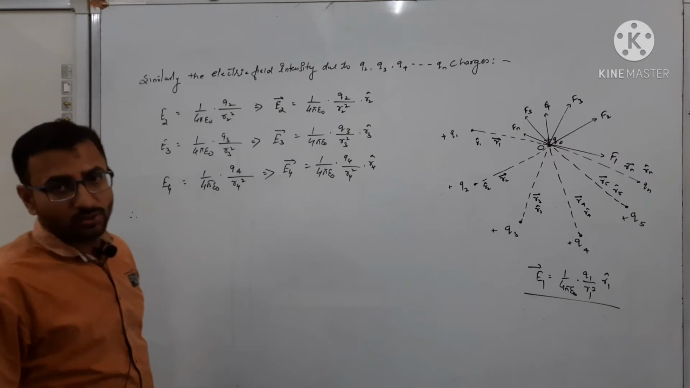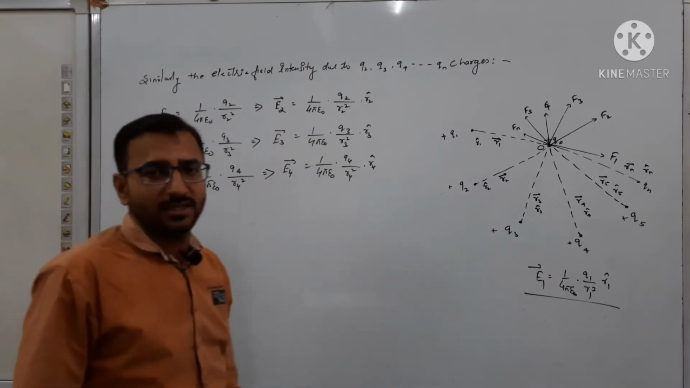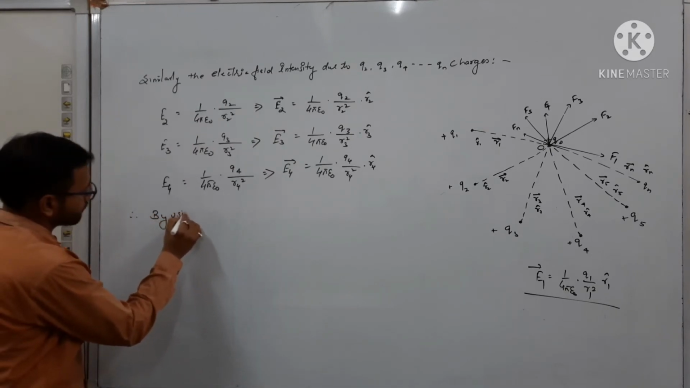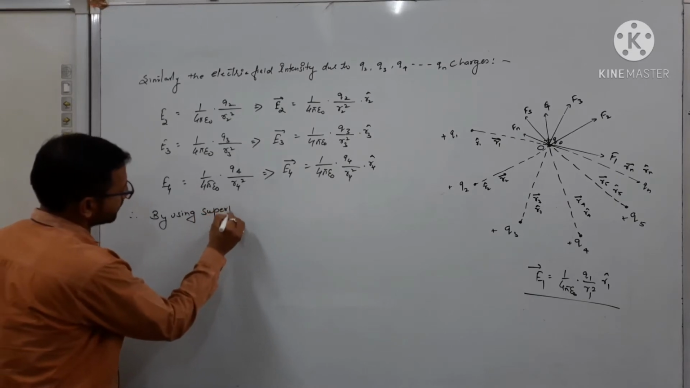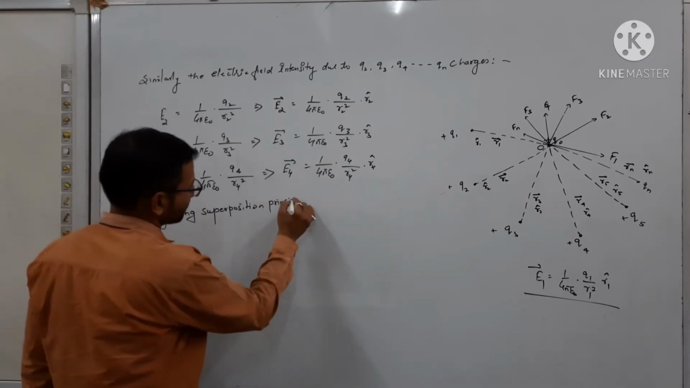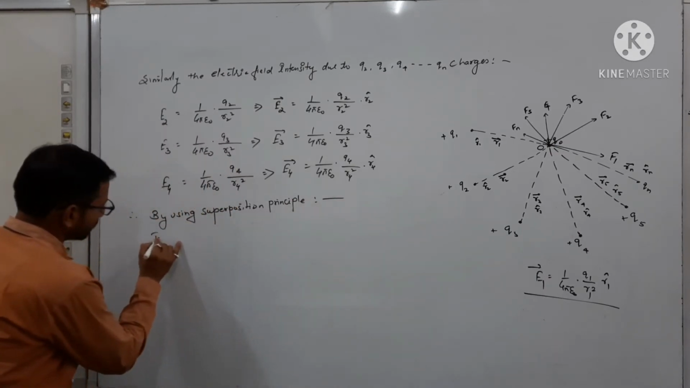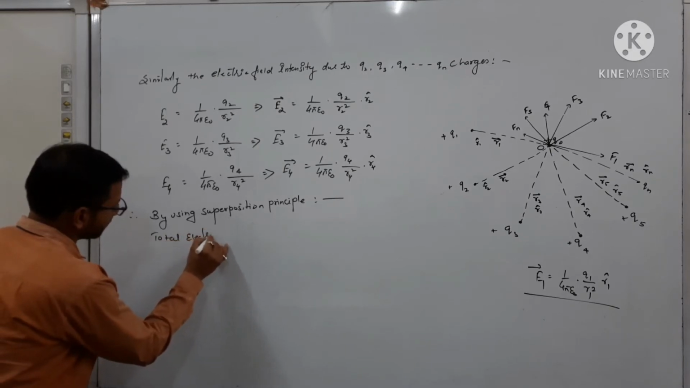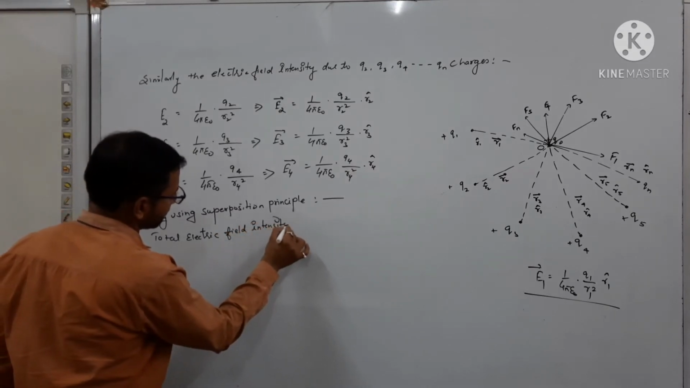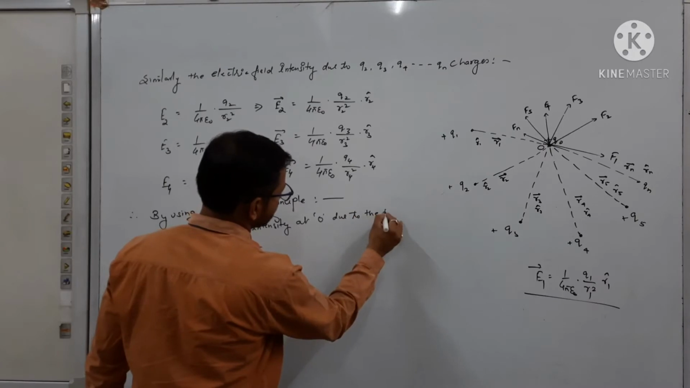Now we will use here the superposition principle to calculate the total electric field intensity at point O. Therefore, by using the superposition principle, total electric field or net electric field intensity at O due to the system of charges.